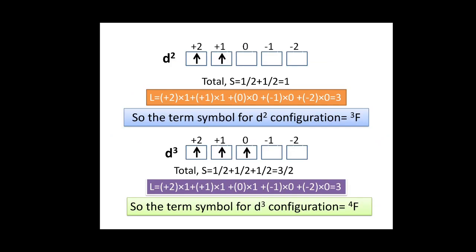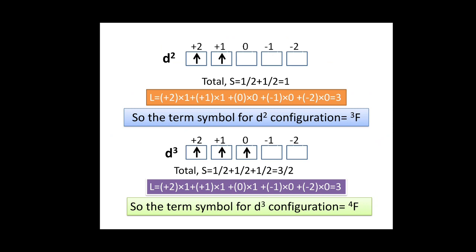Let's do another example. This is for d2 electronic configuration. So what I did, you put the electron in the other orbital. So the filling we are doing according to Hund's rule. Now what is the total capital S value? Because there are two electrons, so I can have two halves. Half plus half equal to 1. So the total spin is equal to 1.